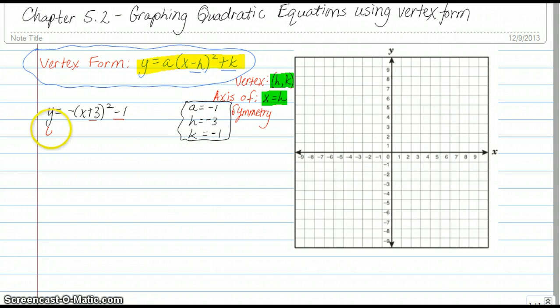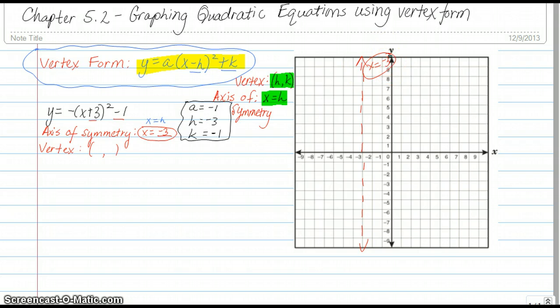So we've got y equals... okay, here's your problem: y equals negative 1 times x plus 3 squared minus 1. We know our axis of symmetry is x equals h. Well, h is negative 3, so x equals negative 3. I'm going to draw the negative 3 on our graph, and we're going to label it x equals negative 3.